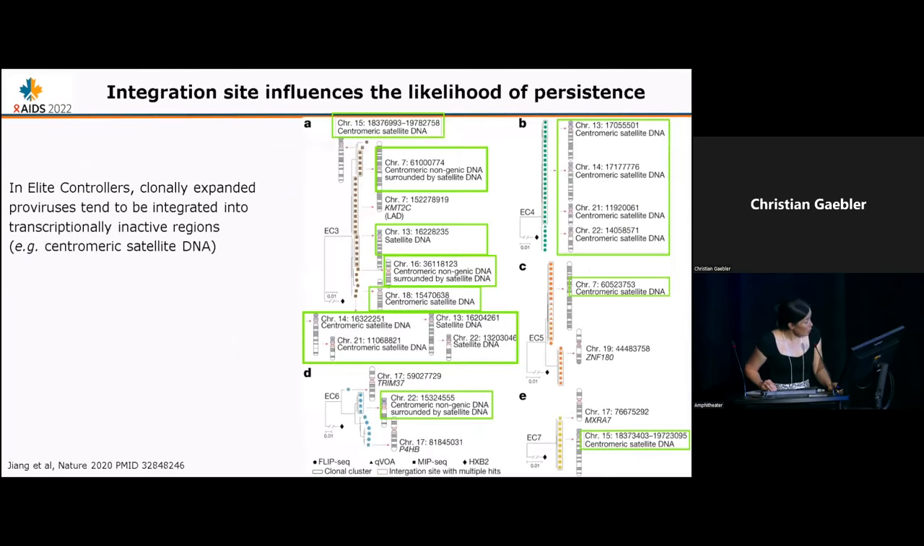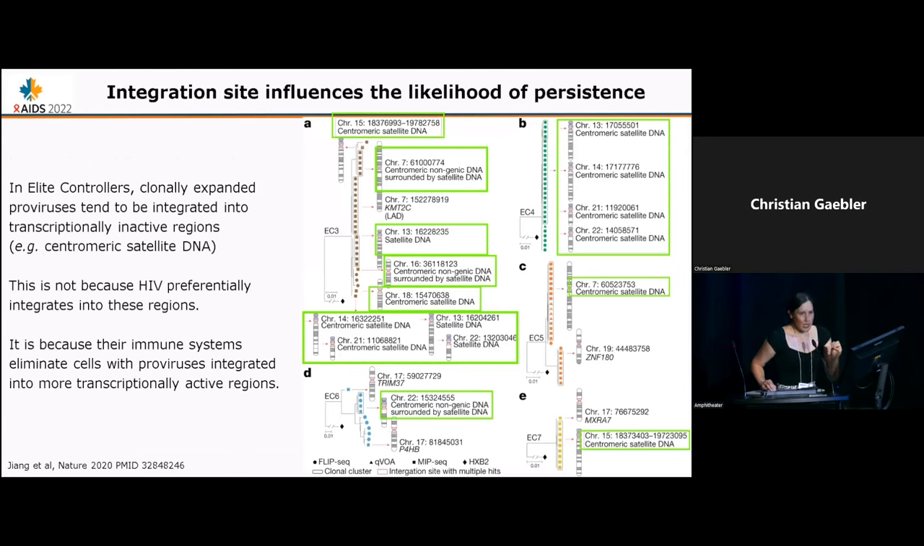Here are some more data from elite controllers. Xu Yu's group looked at clonally expanded proviruses in elite controllers, and again found that they weren't integrated everywhere randomly, but they tended to be integrated into transcriptionally inactive regions in the human genome, like centromeric satellite DNA. You can see those examples boxed in green again. Now, this is not because HIV in elite controllers behaves a different way and preferentially integrates into these genes. It integrates everywhere. However, the immune systems in these individuals are so good at controlling HIV that they eliminate the cells with proviruses integrated into more active regions, leaving only these ones behind.